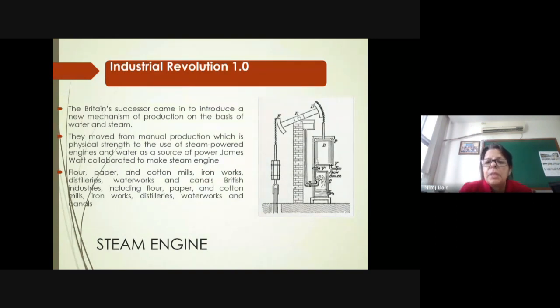That means the flour mills. Before that, we had these hand driven, what we call in Hindi, chakkis and all. So now the flour mills were automated, means the machines were operating these. The paper and cotton mills, otherwise initially they had these hand weaving charkas. Now the paper and cotton mills started working on steam engine technology. Iron works, distilleries, water works, canal works, all these things started using steam engines.